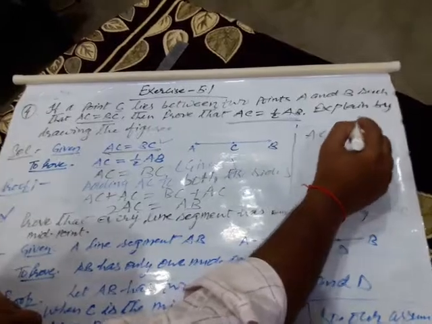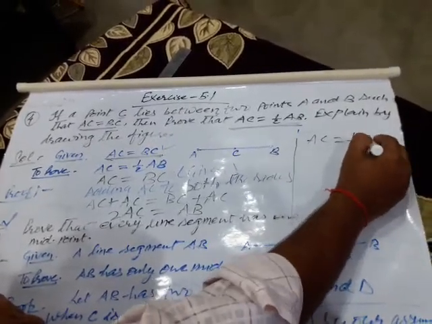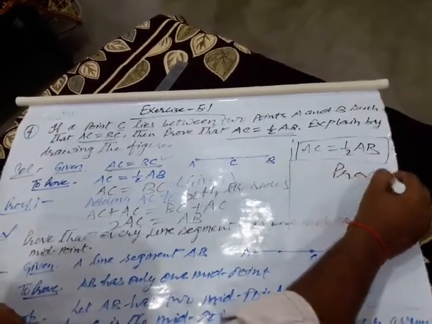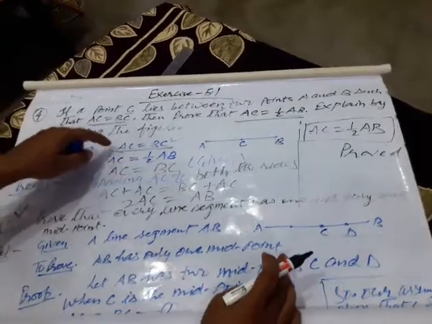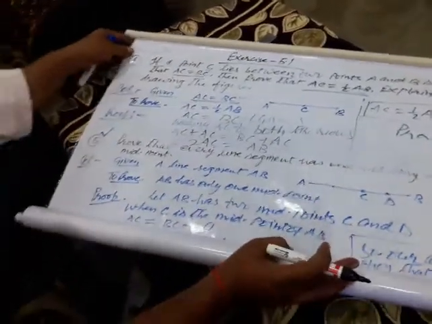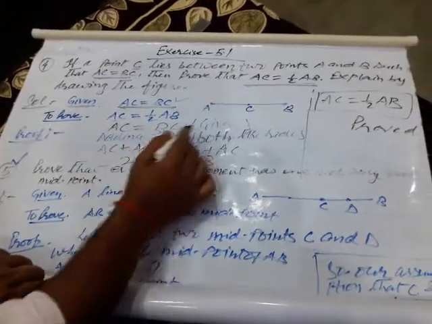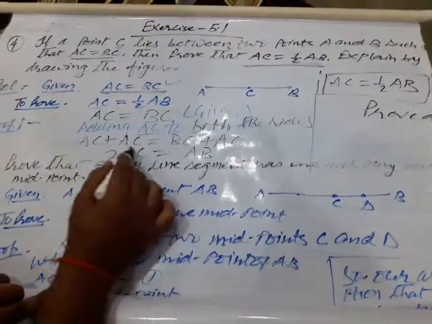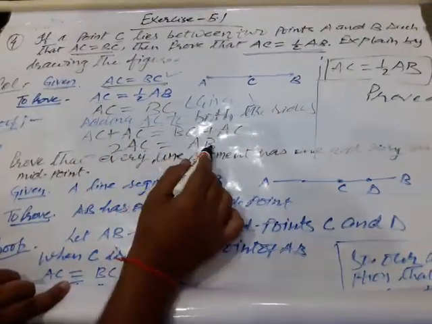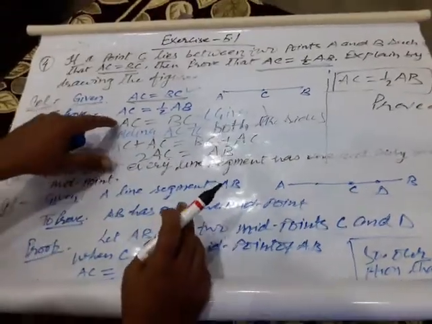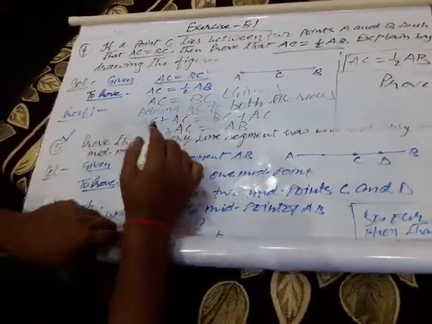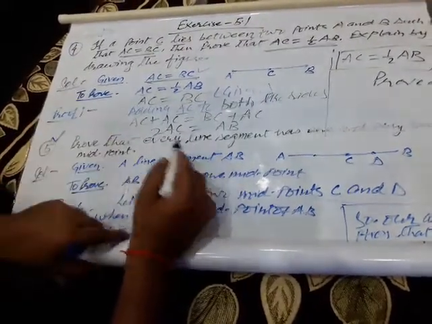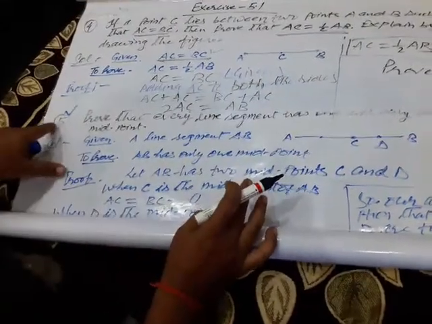Then AC equal to what? AC equal to half of AB. So children, this is what you have proved. That is, if AC equal to BC, it is given, and you have to prove that AC equal to half of AB. Adding AC to both the sides, AC plus AC equal to BC plus AC, and 2AC equal to AB. You know that by Euclid's axiom, if equal things are added to the equals, then the results are also equal. So according to this Euclid's axiom, now question number 5.